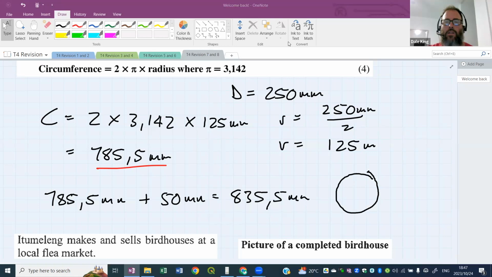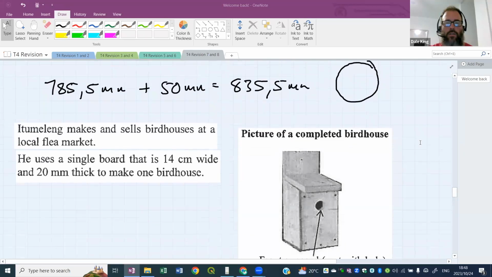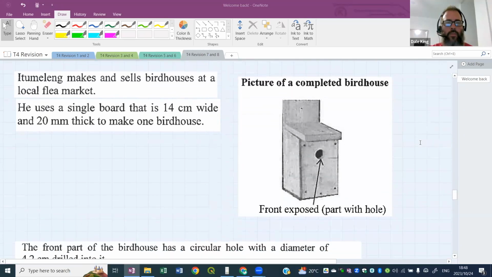Excellent. So I hope you guys can see that answer and how we got it. Not too bad. Let's move on and see what else we have for you tonight. Here's another one.